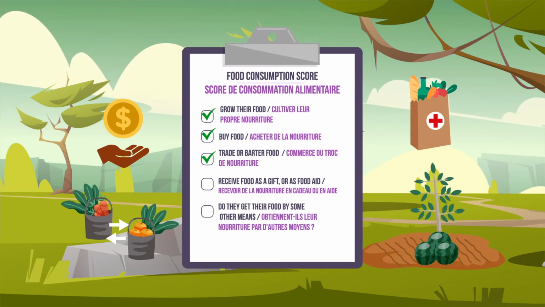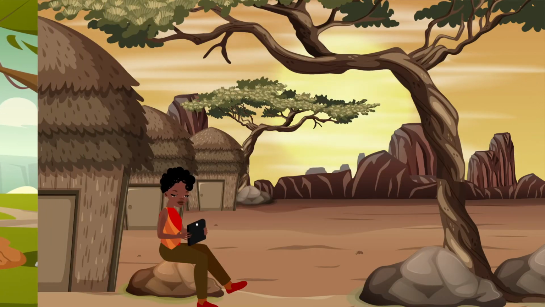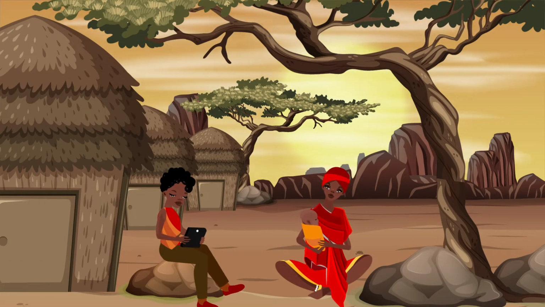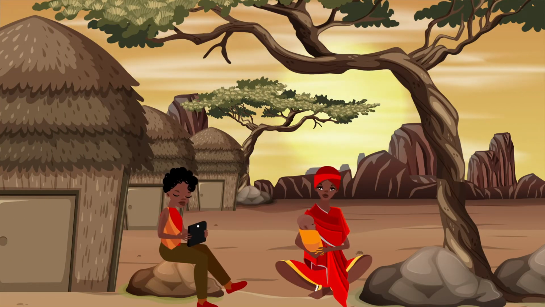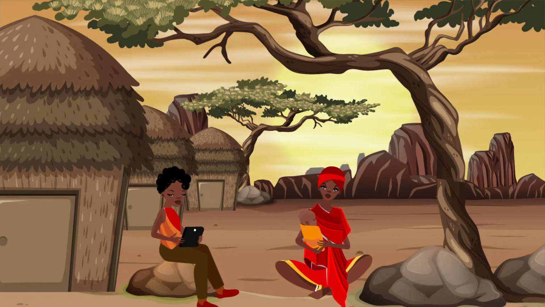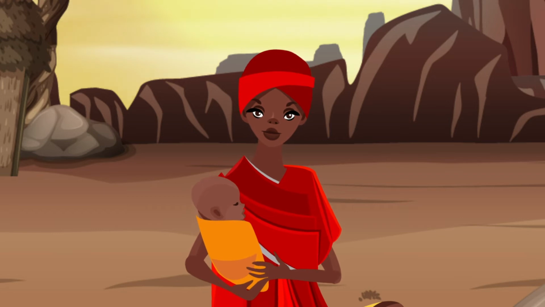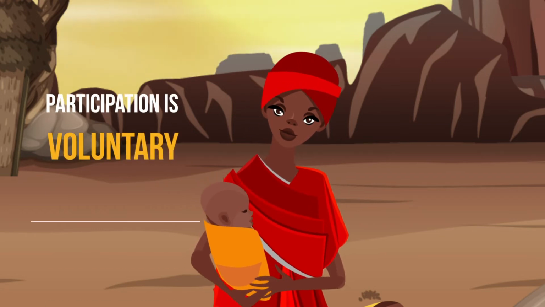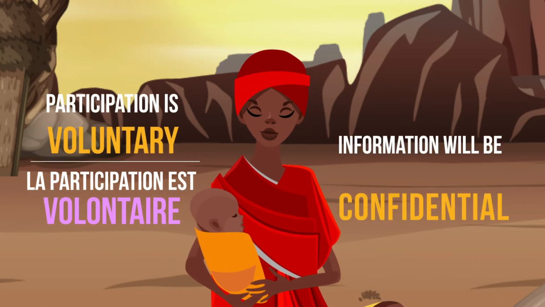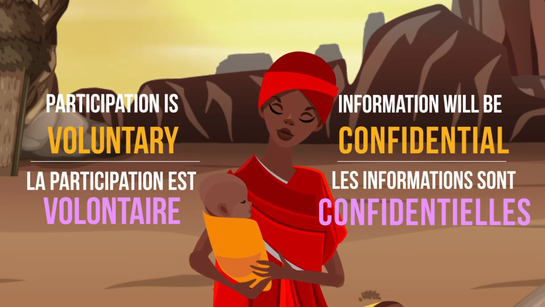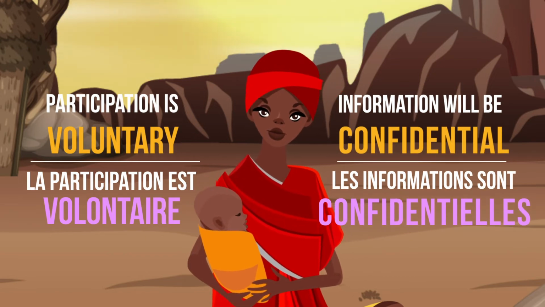Interviews are done with the person in each household who prepares the meals. The interview should be done at household level in a quiet place, preferably alone or without other family members present. The person being interviewed should firstly be asked if they're prepared to share their views. They should be assured that participation is voluntary and that all information will be confidential.